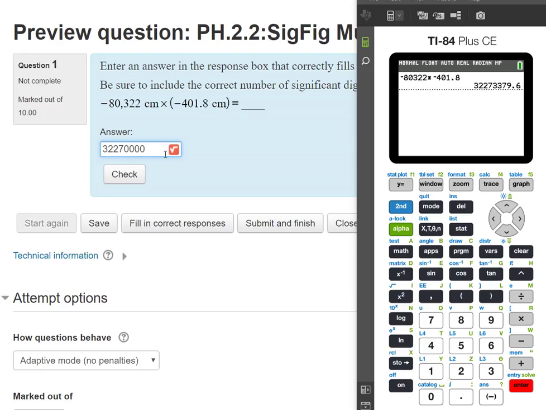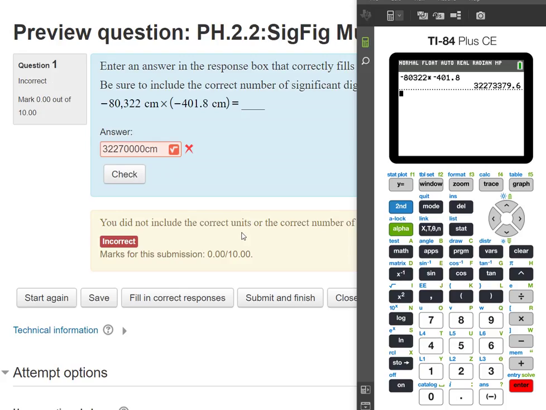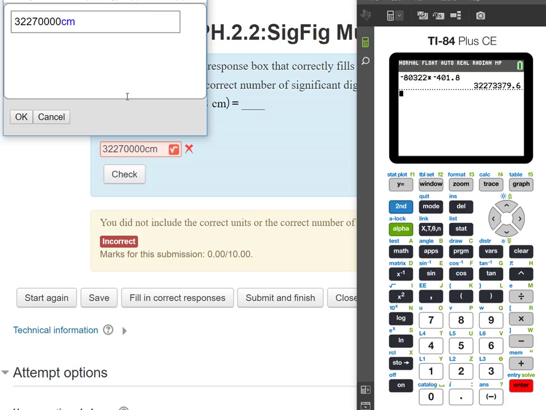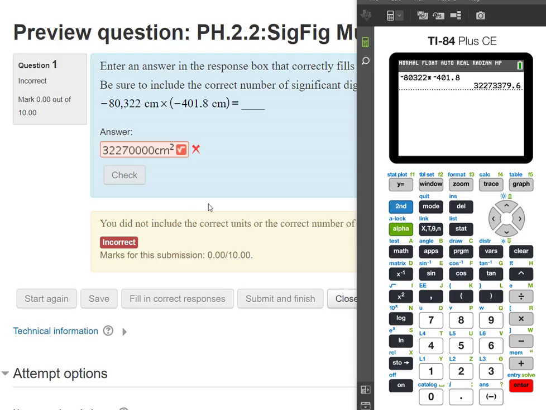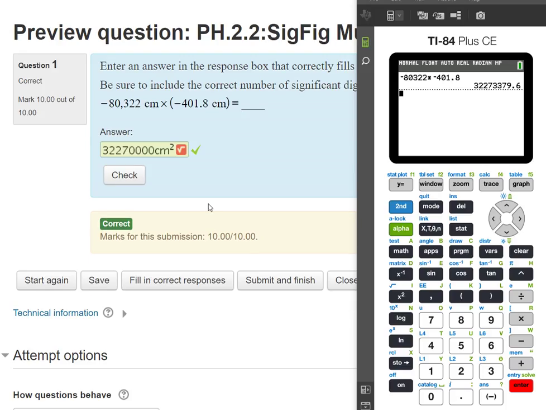One more zero. Okay, and we need units, don't we? So we don't want a decimal there, right? So we should get that. Oh, no, centimeter squared. Whoops, screwed up. Didn't include the correct units. Okay, so centimeters. Let's go up here. Centimeters squared. How's that? There we go. Okay? Make sense?